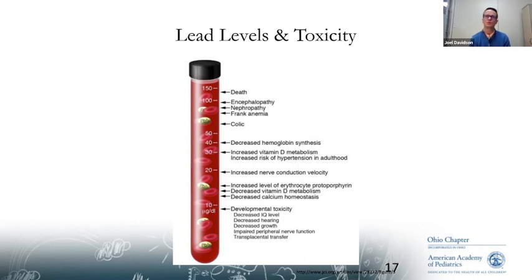But we can, through research, know that there are some developmental problems starting at less than 10, that we start seeing some impact on red blood cells in the mid-teens, and moving up into the 30s and 40s, vitamin D metabolism is impacted. You can see hypertension in older folks that have exposure to lead, some abdominal pain and colic. And honestly, in this 50, 60, 70 range, what we're mostly worried about is encephalopathy or a non-responsive patient. So when I start seeing levels in those highest areas, I'm mostly worried about whether the child is acting the same way that they have been.